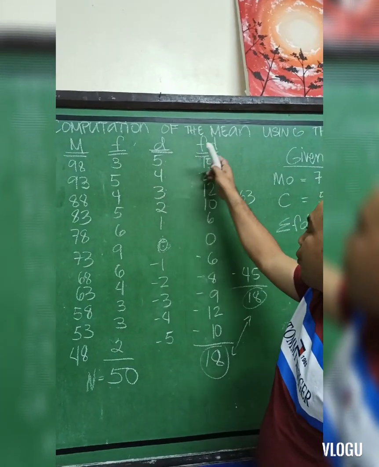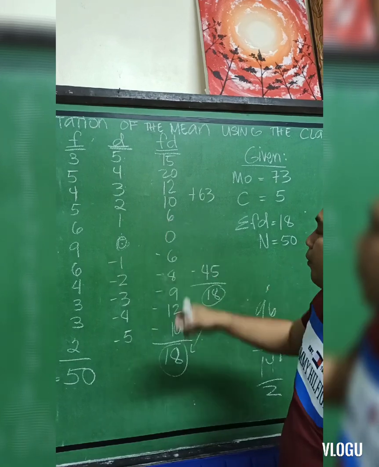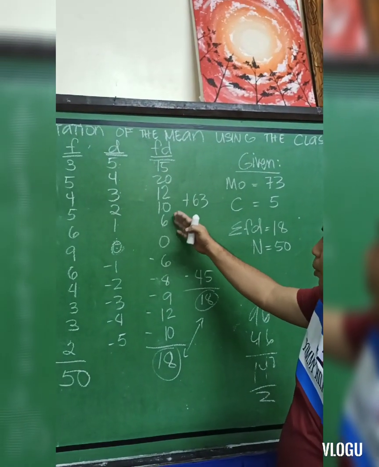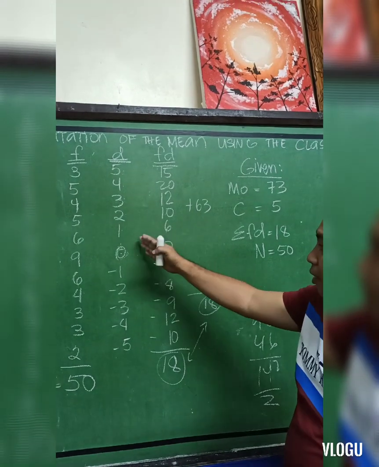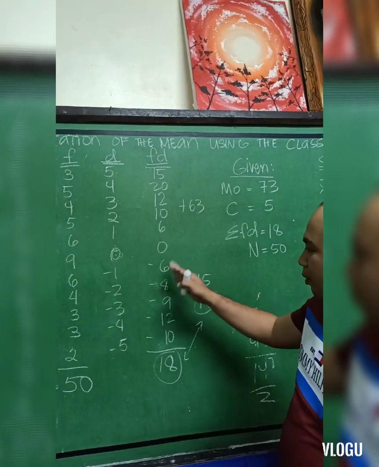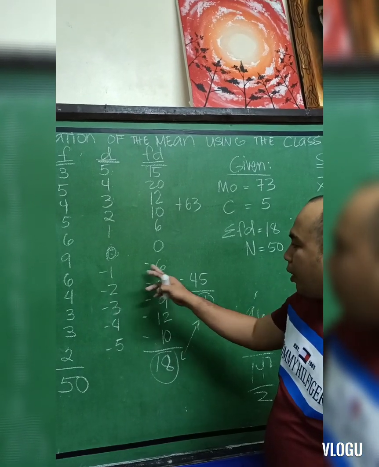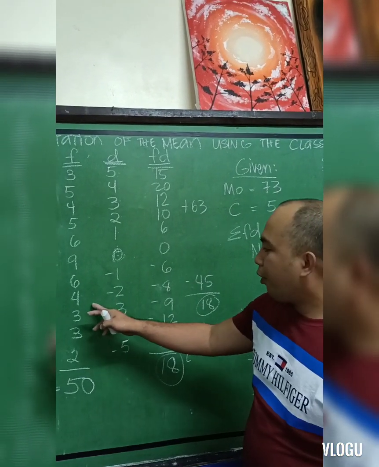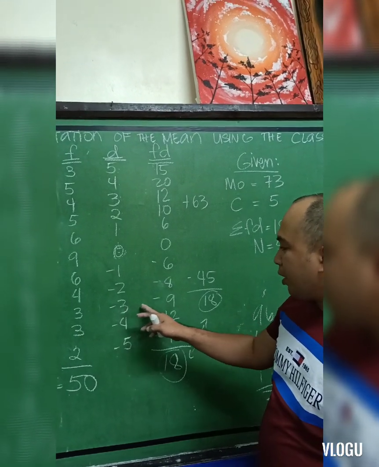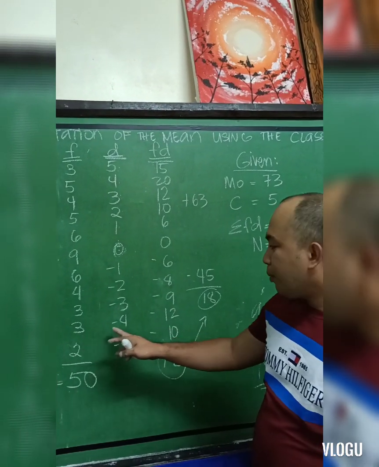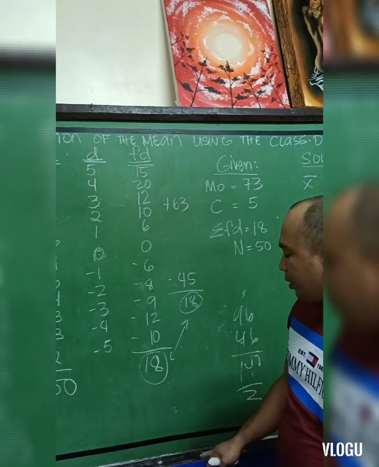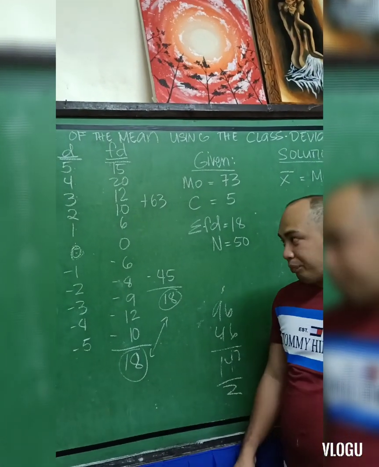3 times 5, we have 15. 5 times 4, we have 20. 4 times 3, we have 12. 5 times 2 is 10. 6 times 1 is 6. 9 times 0 is 0. 6 times negative 1 is negative 6. 4 times negative 2 is negative 8. 3 times negative 3 is negative 9. 3 times negative 4 is negative 12. And 2 times negative 5 is negative 10.